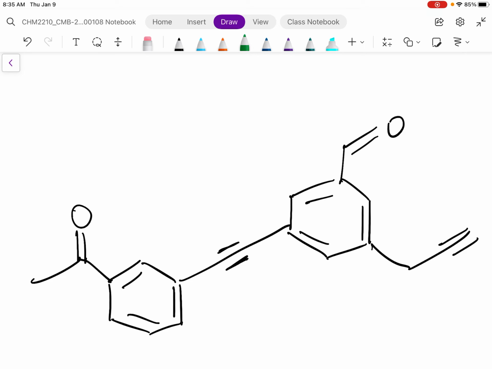Okay, so let's count carbons. That's the easy part. 1, 2, 3, 4, 5, 6, 7, 8, 9, 10, 11, 12, 13, 14, 15, 16, 17, 18, 19, and 20. If we count hydrogens, 1, 2, 3, 4, 5, 6, 7, 8, 9, 10, 11, 12, 13, 14. Okay.